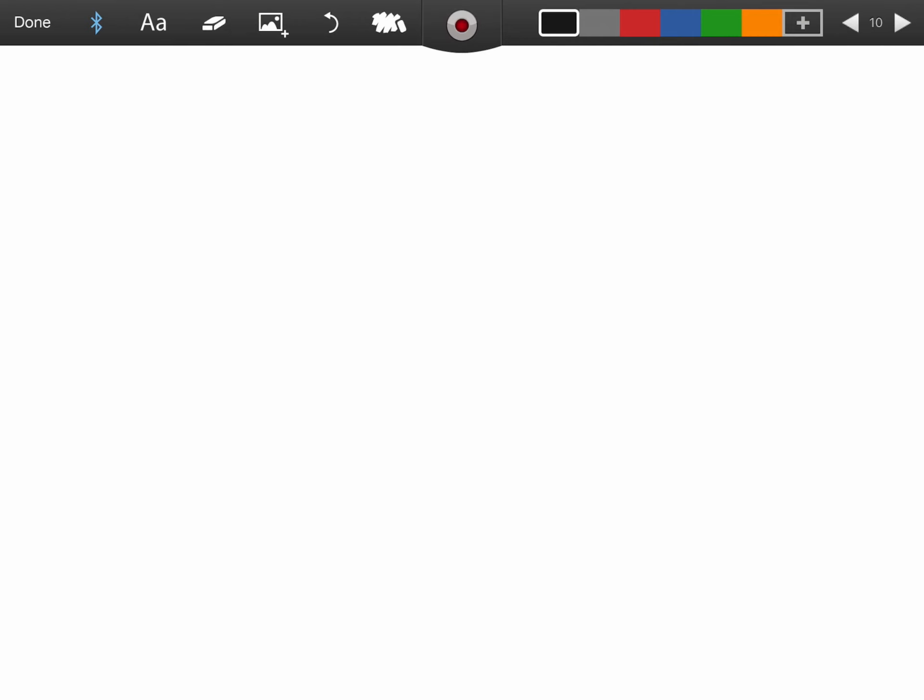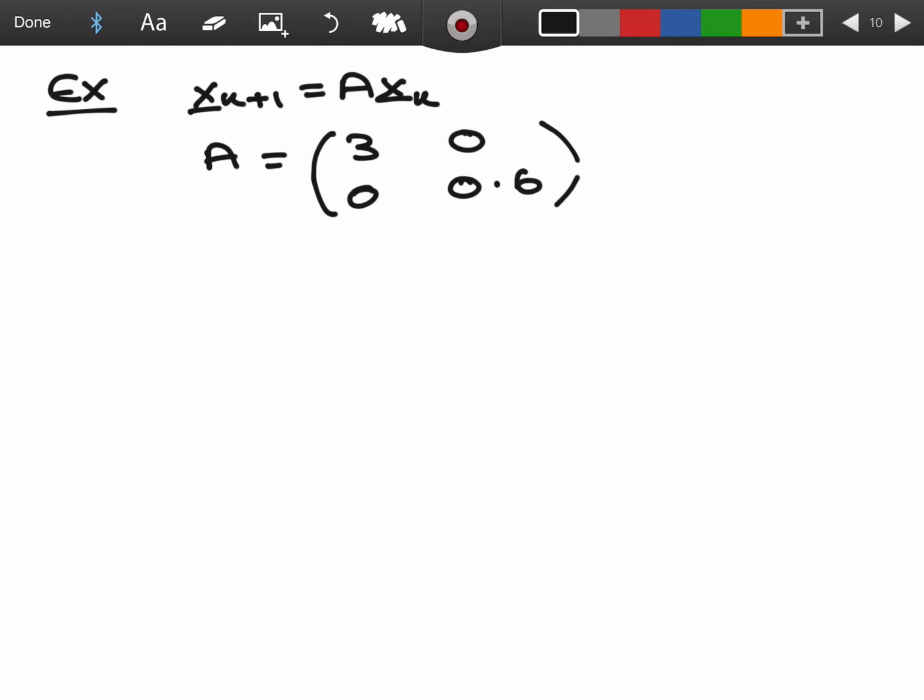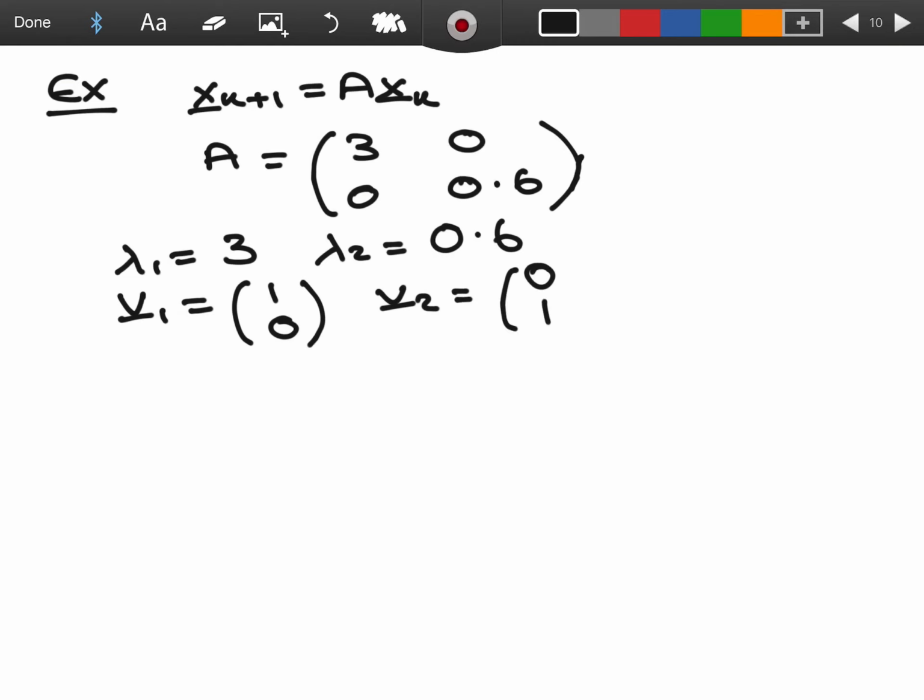The next one is when you are dealing with a saddle point. So this next example is to plot several trajectories of the dynamical system. Again, we're dealing with x_{k+1} = A x_k. And this time A is going to equal [3, 0; 0, 0.6]. So your eigenvalues this time are lambda 1 is 3 and lambda 2 is 0.6. And again, your eigenvectors are going to be (1, 0) and (0, 1). So your kth iteration is going to look like this.